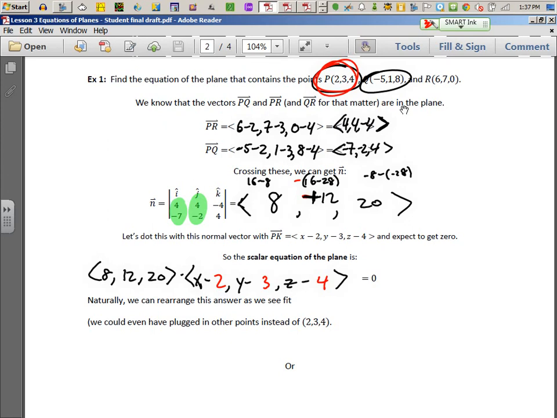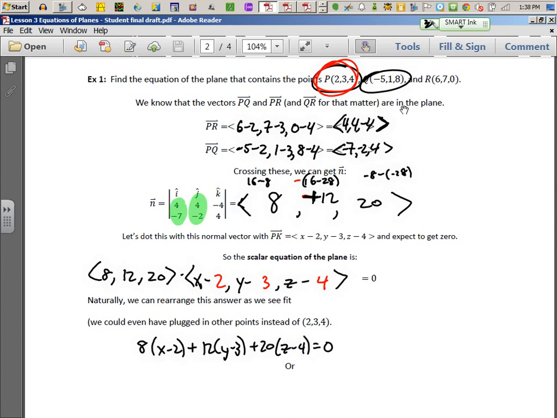Okay, so the dot product, remember, is where you take the x components, you multiply them. You take the y components, you multiply them. You take the z components, you multiply them. Then you just put them all together in one big string. So the answer is 8 times x minus 2 plus 12 times y minus 3 plus 20 times z minus 4 equals 0.